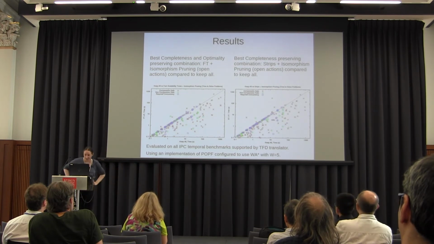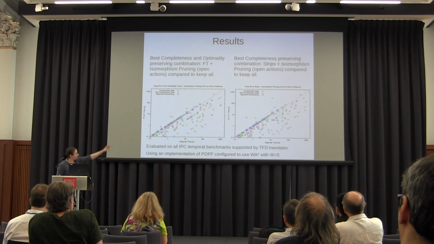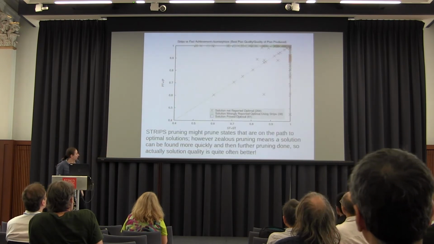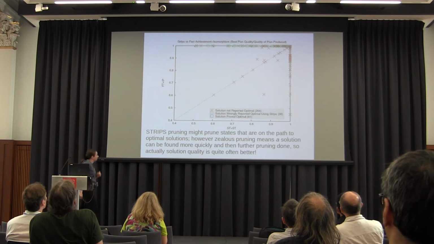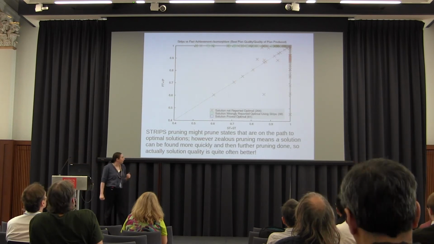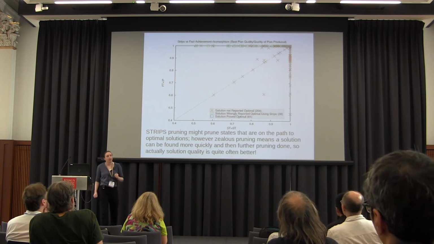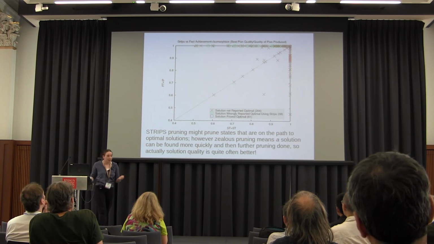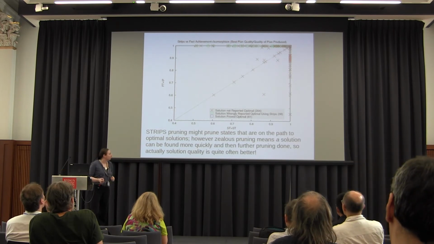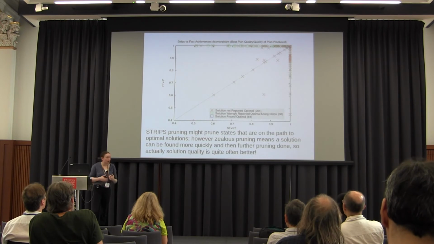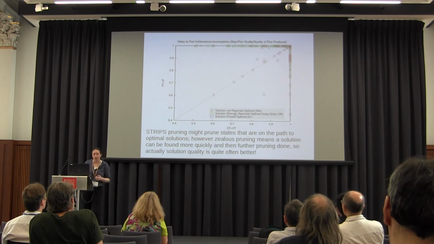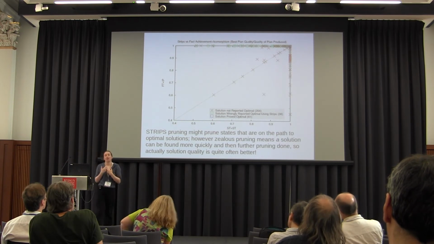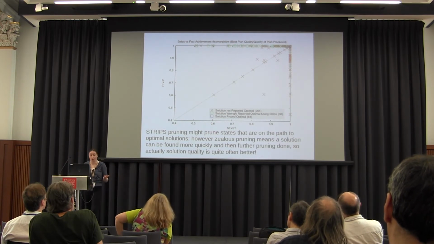And in the second case, we've got just completeness preserving, and as you can see, we're still doing a lot better. So one interesting result was that strict pruning, although it is not optimality preserving, because you're much more zealously pruning, you actually can find solutions much more quickly. So in domains where you happen not to be pruning optimal solutions, you can actually get better solutions just by virtue of being able to find solutions more quickly.